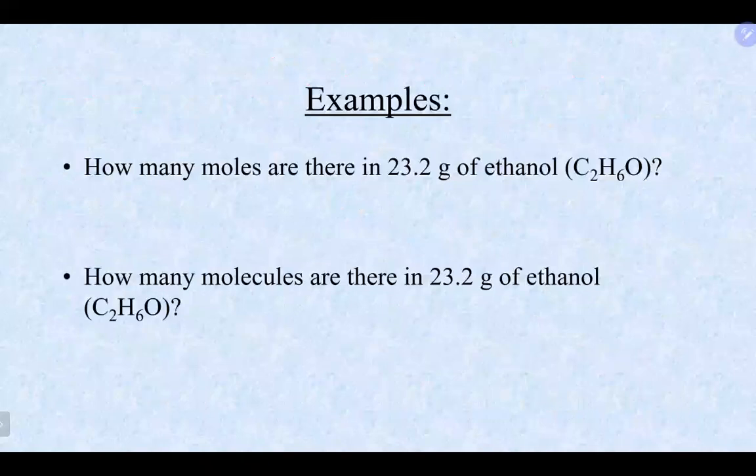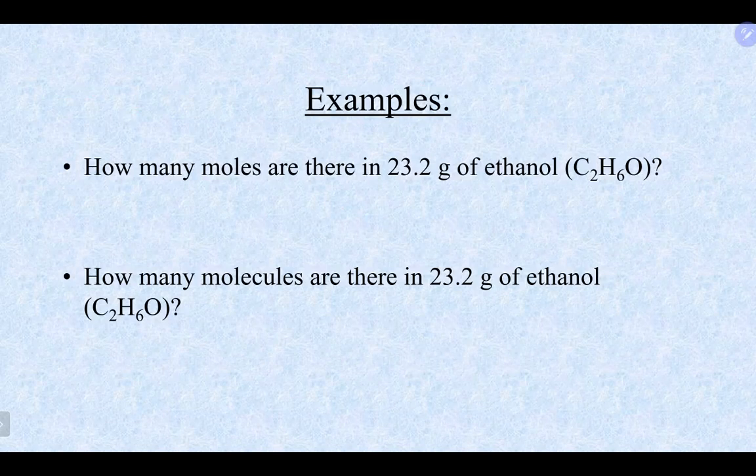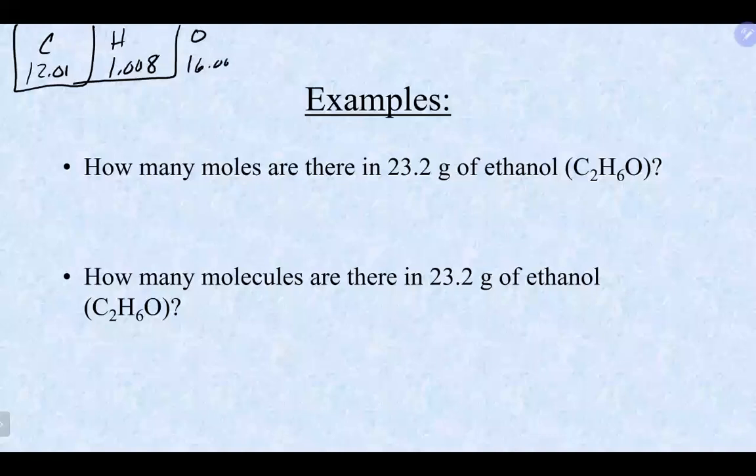So why don't we pick up with this example here? We're looking for how many moles of ethanol are there in 23.2 grams, and also how many molecules. So basically two answers here, starting with the same grams. I'll give you some numbers that will be helpful. Carbon is 12.01 on the periodic table, hydrogen is 1.008, and oxygen is 16. All right, take a minute here, see what you calculate, see how we're doing.